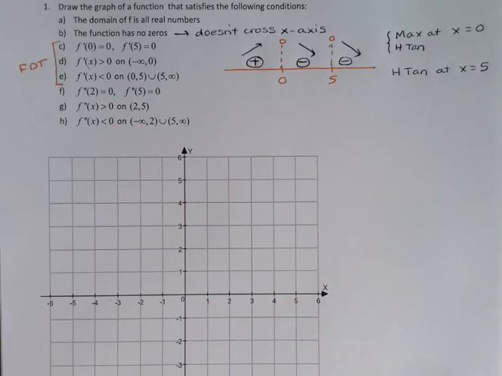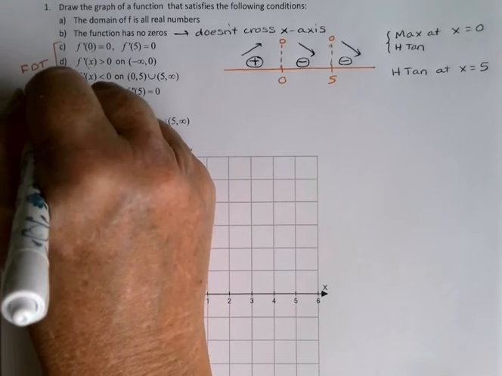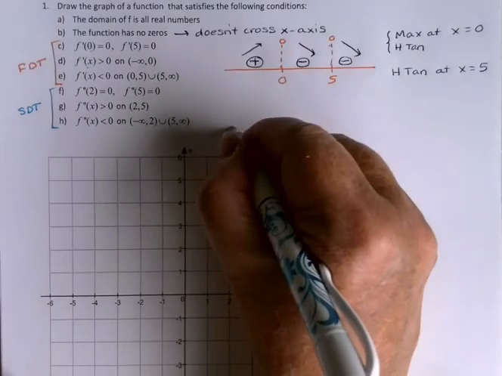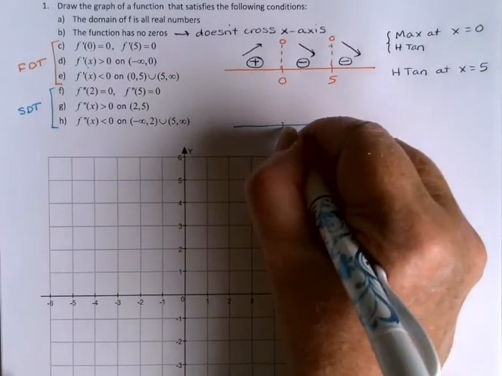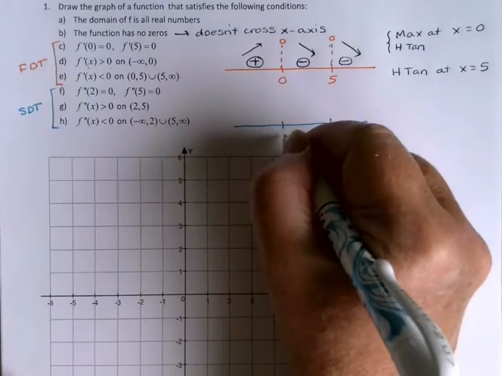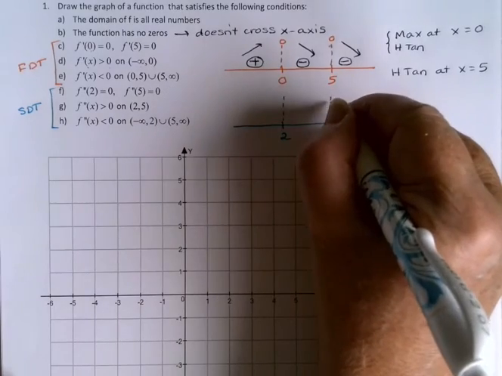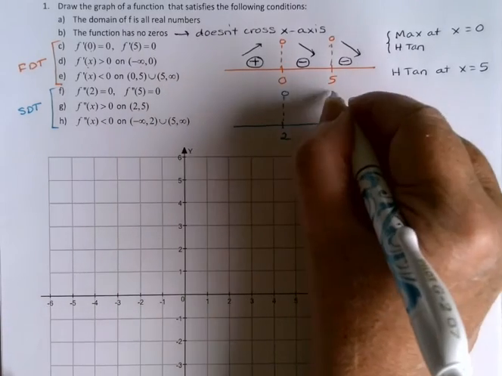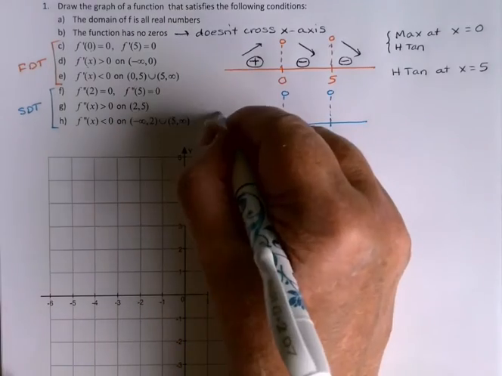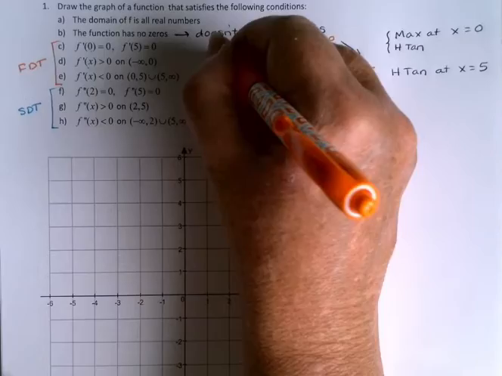The next three things are all about the second derivative. So this is my second derivative test. Once again, I'm going to set it up just like I usually do. Looks like 2 and 5 are our critical values. Second derivative is 0 on both of those. This is my second derivative. This is my first. I didn't label them.